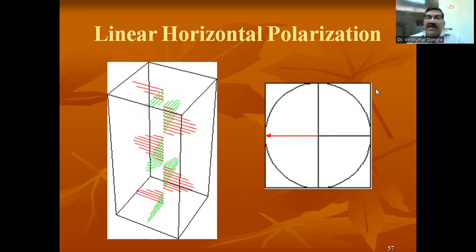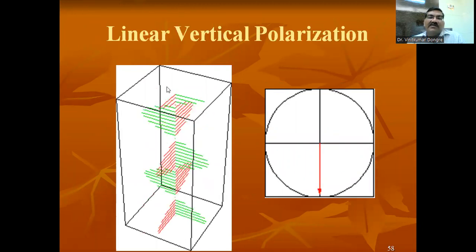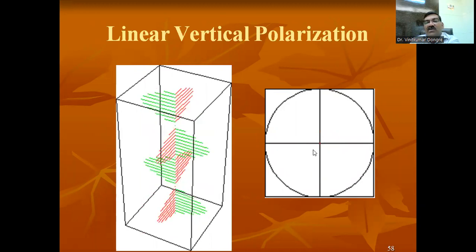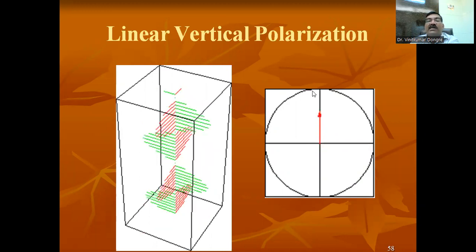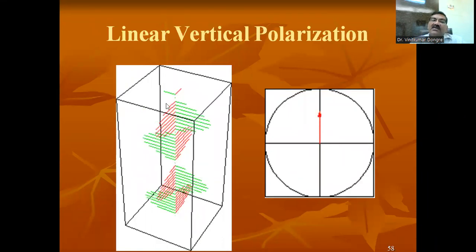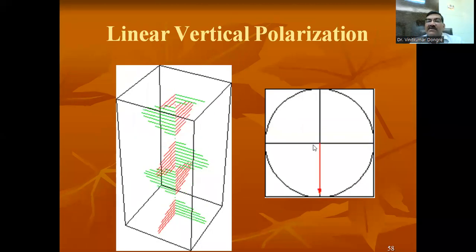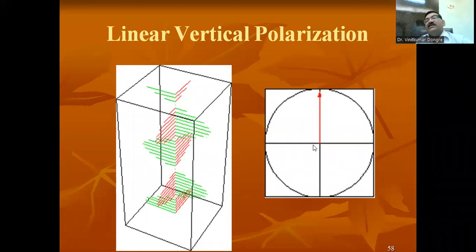Now, what will the vertical polarization be? If the projection is this way, the vector will move vertically. This is again the same as the previous linear polarization, but that one was horizontal linear polarization. So what is the difference here? Let me show the practical difference.